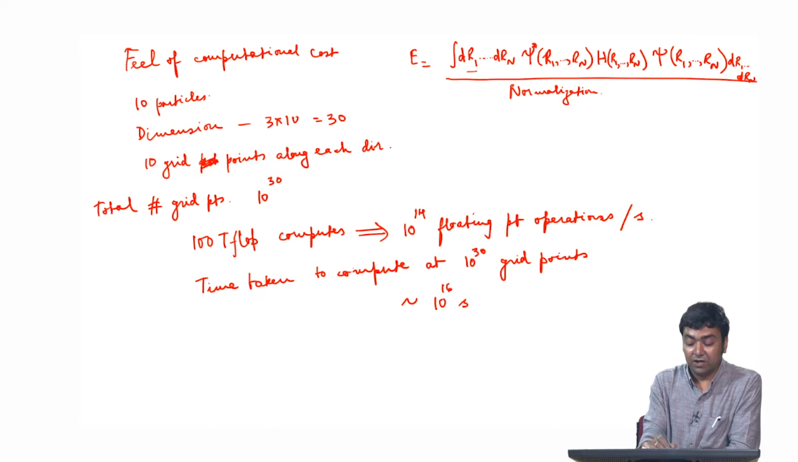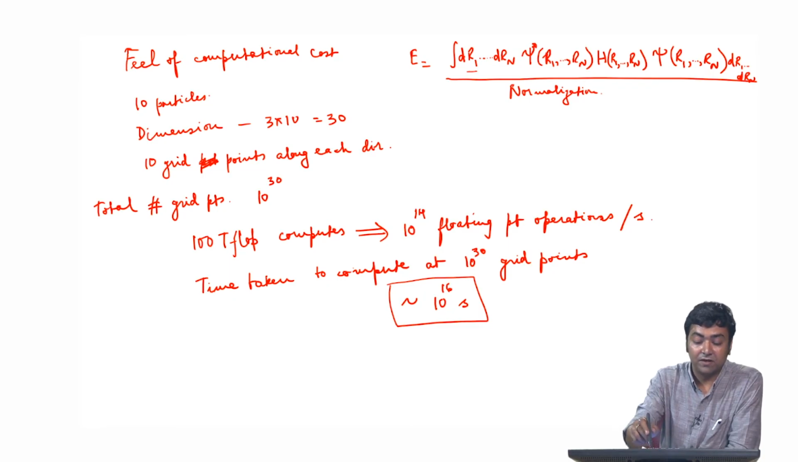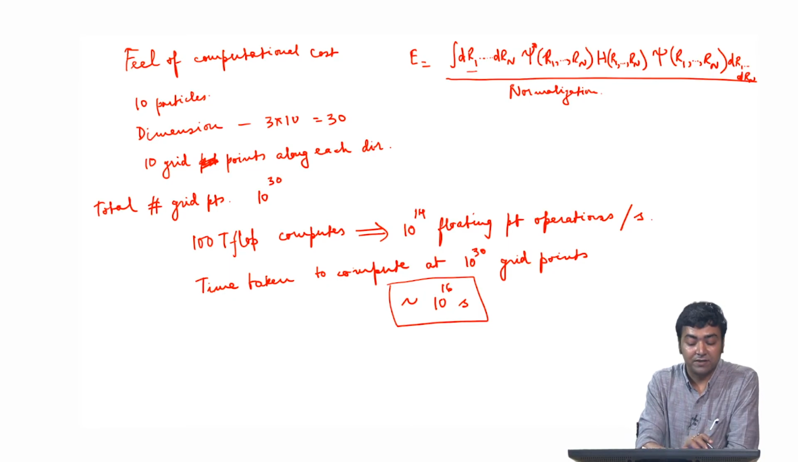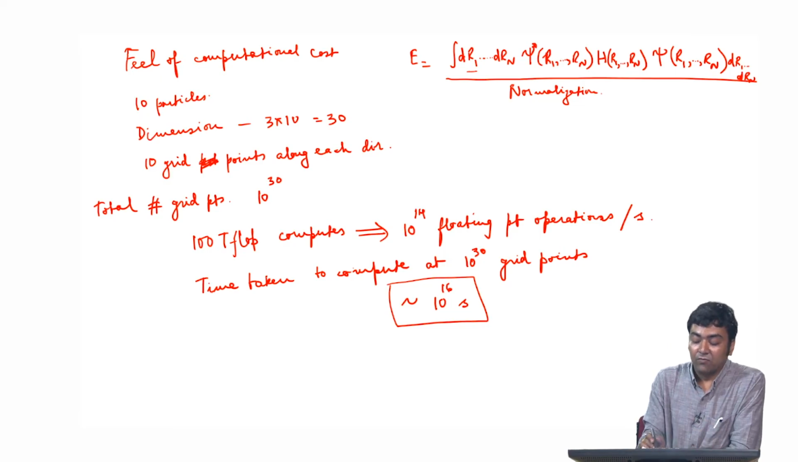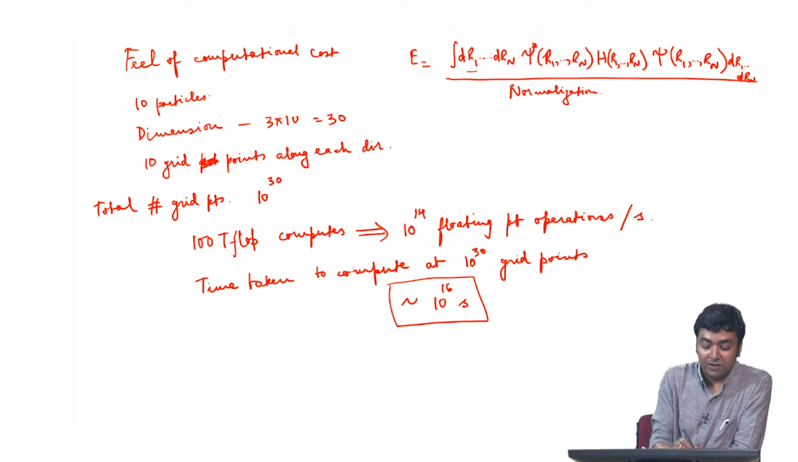Okay. So, this will be my computational cost if I want to compute this integral for a system of 10 particles using a relatively coarse grid, where along each direction I am using just 10 grid points. Now, how large is 10 to the power 16 seconds? To give that perspective, let me just quote the age of our universe.